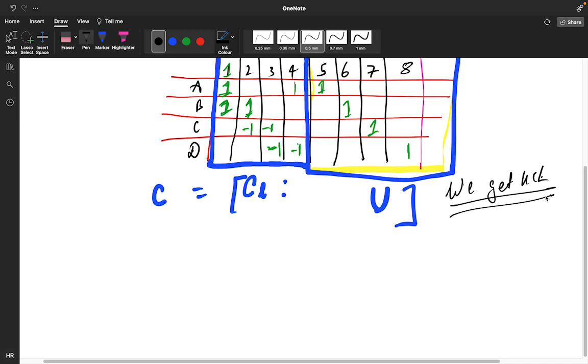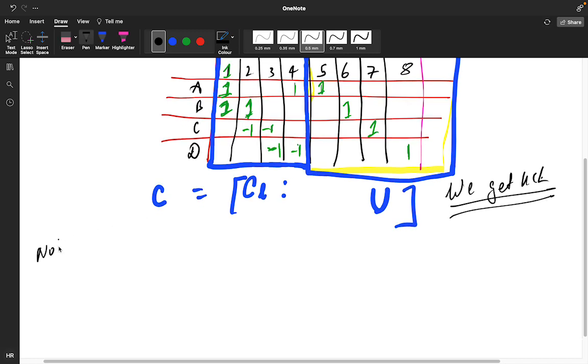So note one point. This is the procedure for finding a cut set matrix and a tie set matrix. The tie set matrix and the cut set matrix are linked to each other with the help of the following formula. So there is a certain formula with which we can relate our cut set matrix and tie set matrix.